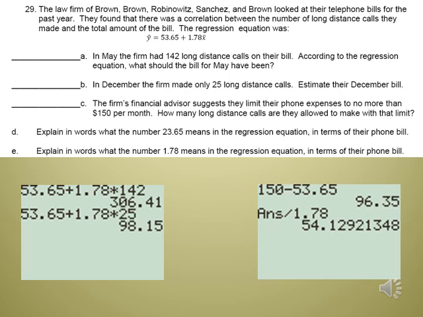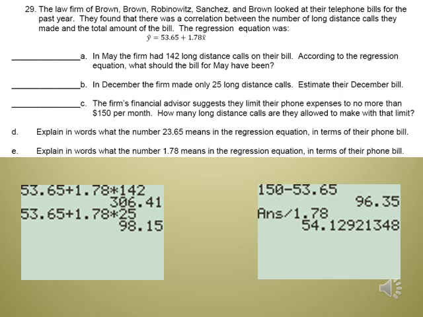The other two questions are asking you what the numbers in the equation stand for, and I do have a typo in part D. It should say 53.65. What that would be is like the base bill. It's what they pay to have a phone in the office even if they never use it. If they make no calls at all, they've still got to pay $53.65 to the phone company. The 1.78 would be how much they pay for each long-distance call that they make.